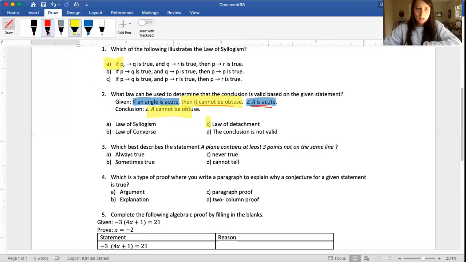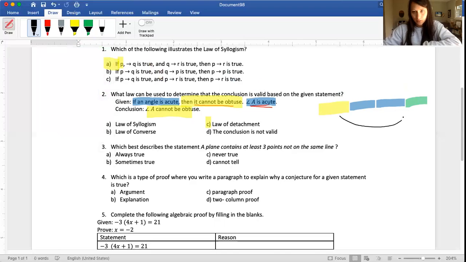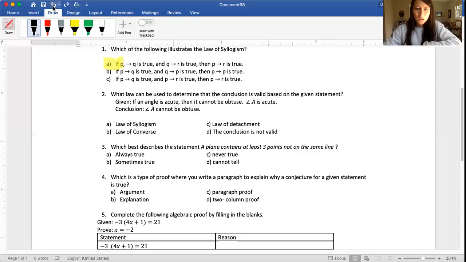If you were looking at the law of syllogism, what you would see is, I'll use colors. If yellow, then blue, and if blue, then green. So I can conclude if yellow, then green. That is the law of syllogism, okay? But the law of detachment is just saying an if-then statement, and then you're coming up with a conclusion based off of an if statement that also mirrors the initial if statement. I don't know if that makes sense, but hopefully that clarifies that a little bit for you.